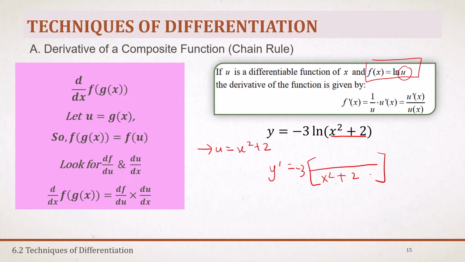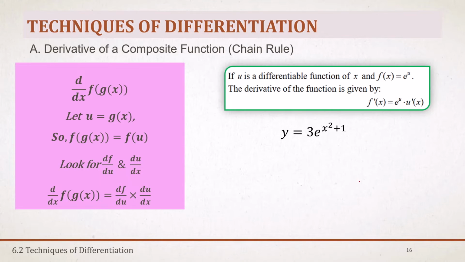Now, after that, it says you need to differentiate. So differentiate x squared plus 2, so u prime is actually 2x. So I write it here. Now you look at this: can you simplify? No. When it cannot be simplified, this is your answer.